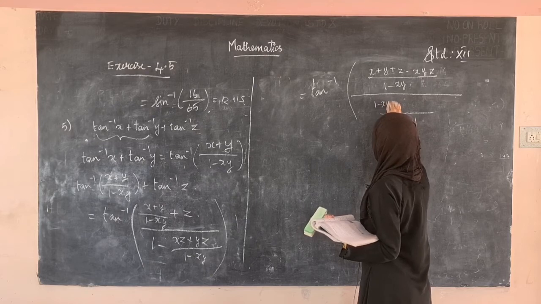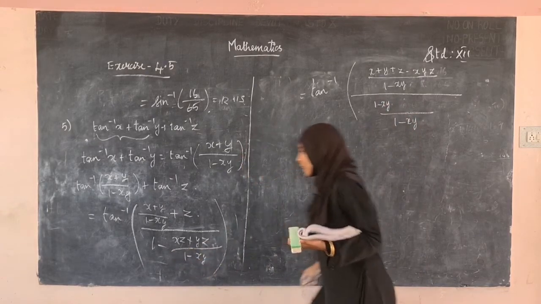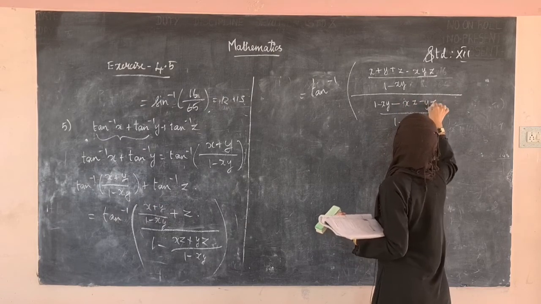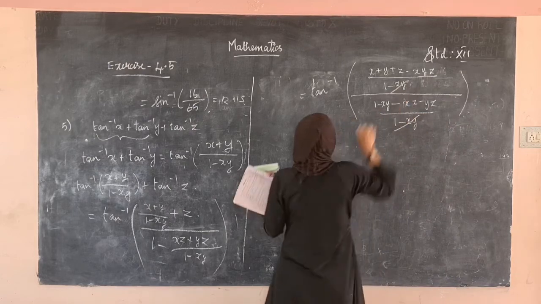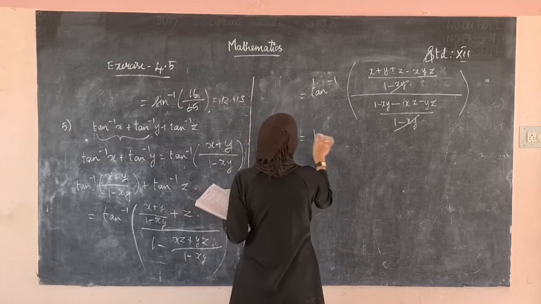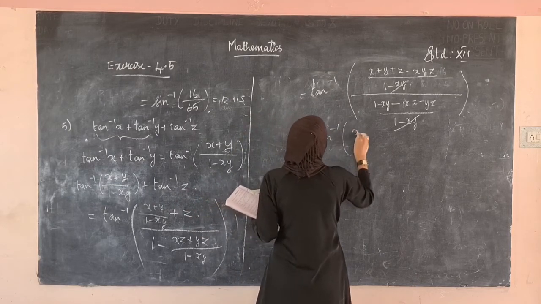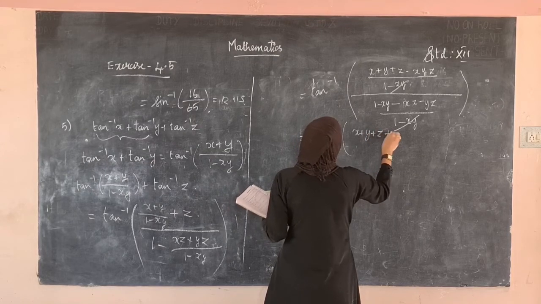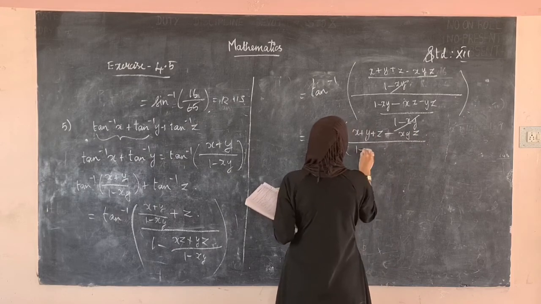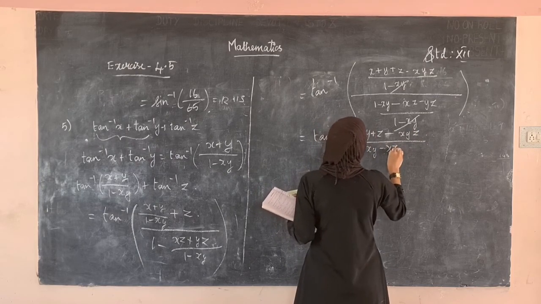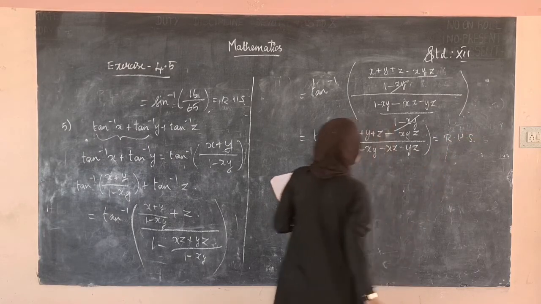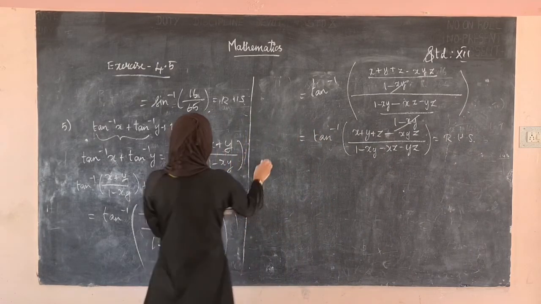On taking LCM, what becomes 1 minus xy. Here we have minus, right? Minus should be multiplied with all the terms. Minus xz minus yz. Now see here, the denominator of both numerator and denominator gets cancelled. What will be the answer? Tan inverse of x plus y plus z minus xyz whole divided by 1 minus xy minus xz minus yz, which is the right answer. This is what we have to prove, right? Hence we have proved.